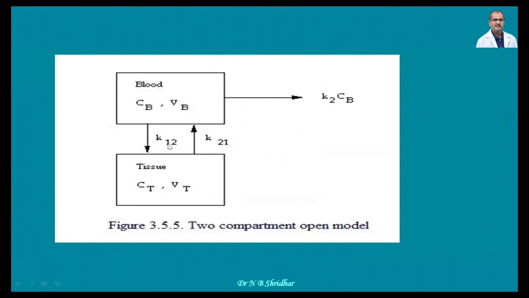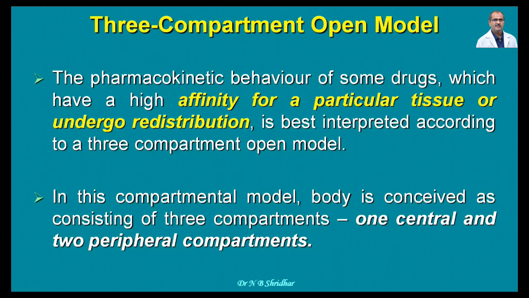and the tissues. See here K12; it is noted as the first compartment. Blood is the first compartment, whereas the tissues are compartment 2. So the drug moves in this direction, whereas in the reverse direction it is K21. So the total concentration will be K21 times the tissue concentration. And now there is another thing, the three compartment open model.